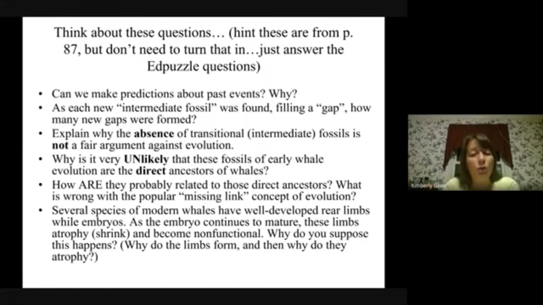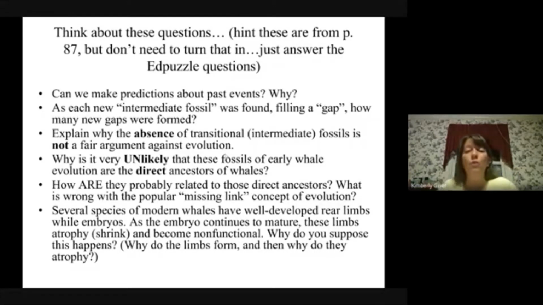But how many new gaps were formed? So we had a huge timeline, and at first we just had something at the beginning and something at the end. We had a very large gap between them. But then when we found another fossil inside of that gap, really we made 2 gaps out of that 1 gap.